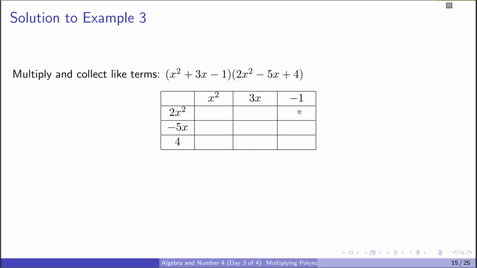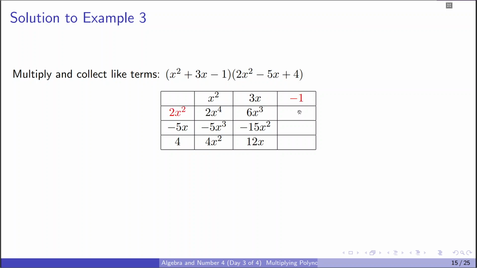All right, 2x squared times x squared is 2x to the 4th. x squared times negative 5x is negative 5x cubed. x squared times 4 is 4x squared. 2x squared times 3x is 6x cubed. Negative 5x times 3x is negative 15x squared. And 4 times 3x is 12x.